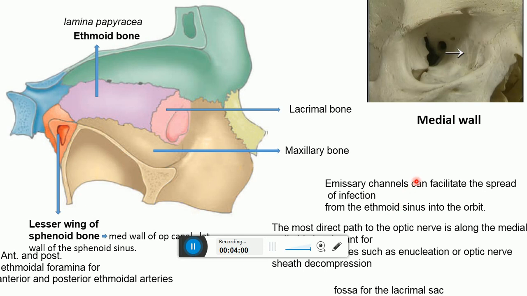The medial wall is the most direct path to the optic nerve, and it can be used for surgical procedures such as enucleation or optic nerve sheath decompression. The medial wall also contains the fossa for the lacrimal sac. Here you can see, and here also you can see the fossa for the lacrimal sac, and DCR surgery, dacryocystorhinostomy. Here we go to this fossa and do surgery.